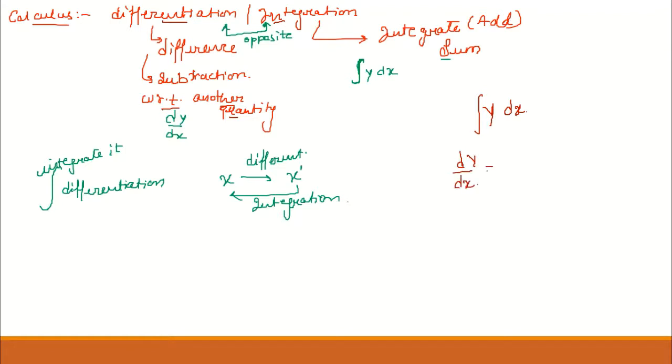The del y by del x is nothing but y2 minus y1 upon x2 minus x1. It means the change in the quantity of y with respect to the change in quantity of x. In words, we can say change in y with respect to change in x.